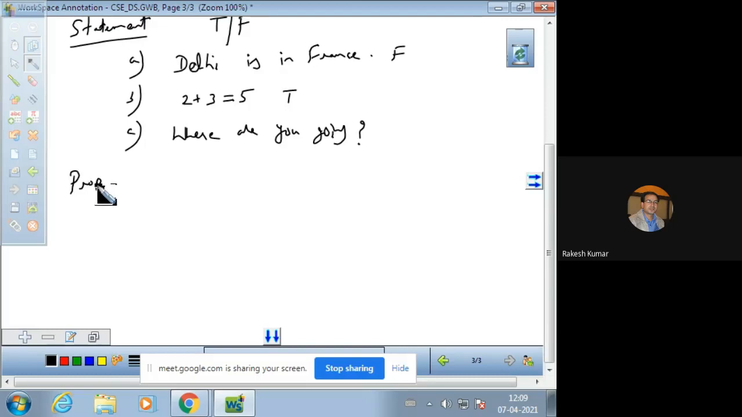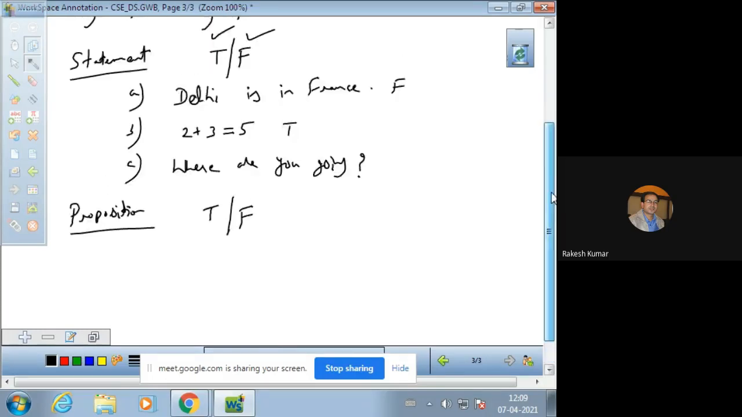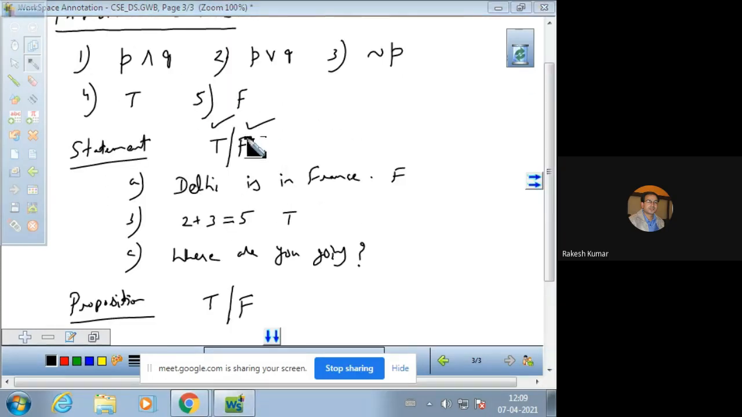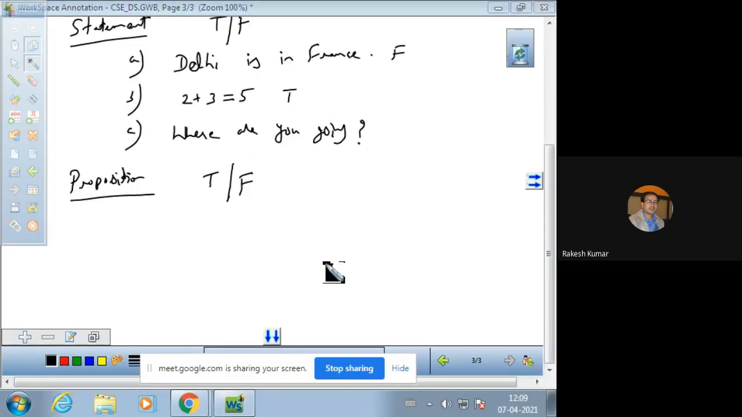Now, after this, we have a small definition of a proposition. A proposition is a statement which is either true or false, which I have discussed here. So it may come in the paper, what is the meaning of a proposition. So you will say that it is a statement which is either true or false, and it should be a declarative statement. Declarative means whether it is true or whether it is false.